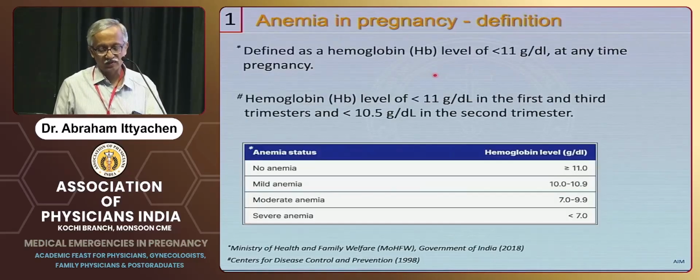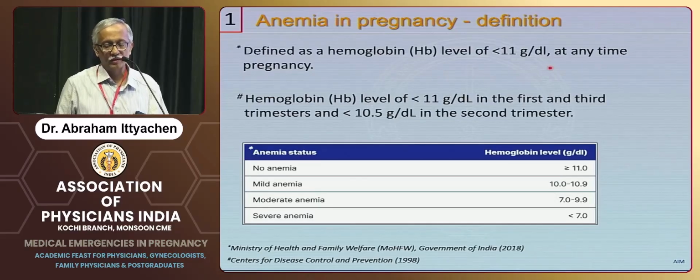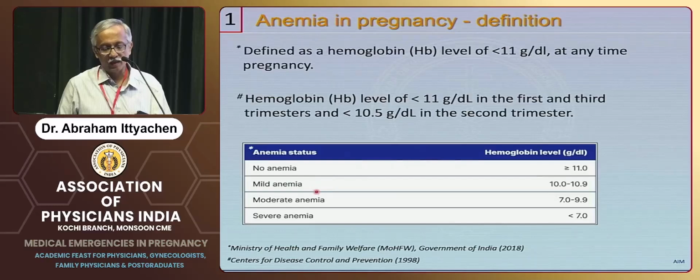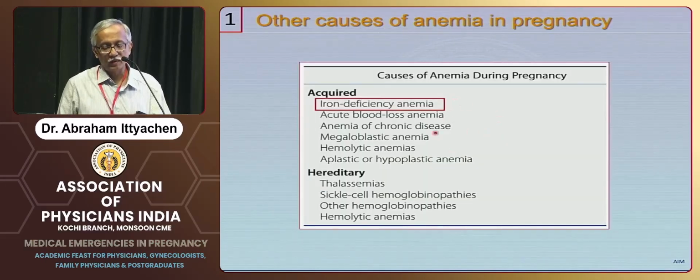Now, coming to the actual definition, which I am sure the obstetricians are already aware, it's defined as a hemoglobin level less than 11 gram. If you look at the CDC definition, they have gone a little further. The first and third trimester, they have put the cutoff at 11, and in the middle, the second trimester, at 10.5. The Ministry of Health and Family Welfare of our government has classified anemia as mild, moderate, and severe, and this is what we should keep in mind: what is severe anemia, because below 7, the entire management changes.